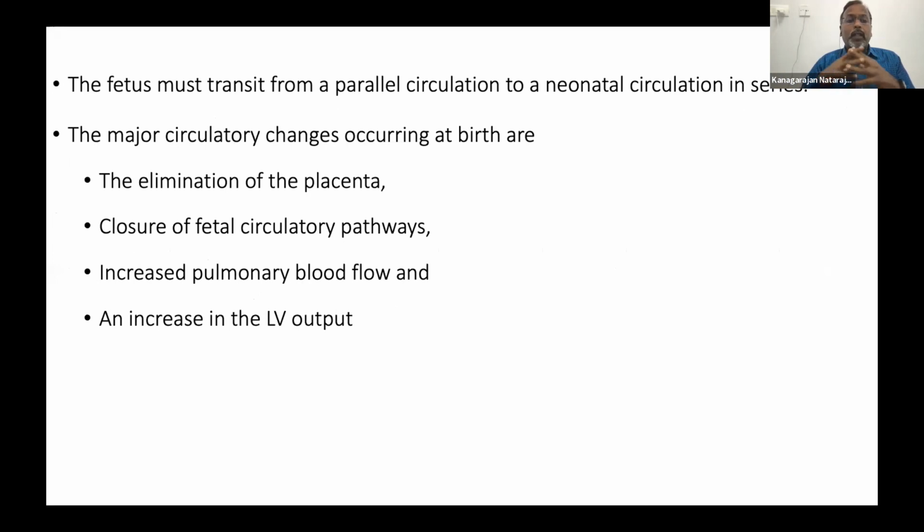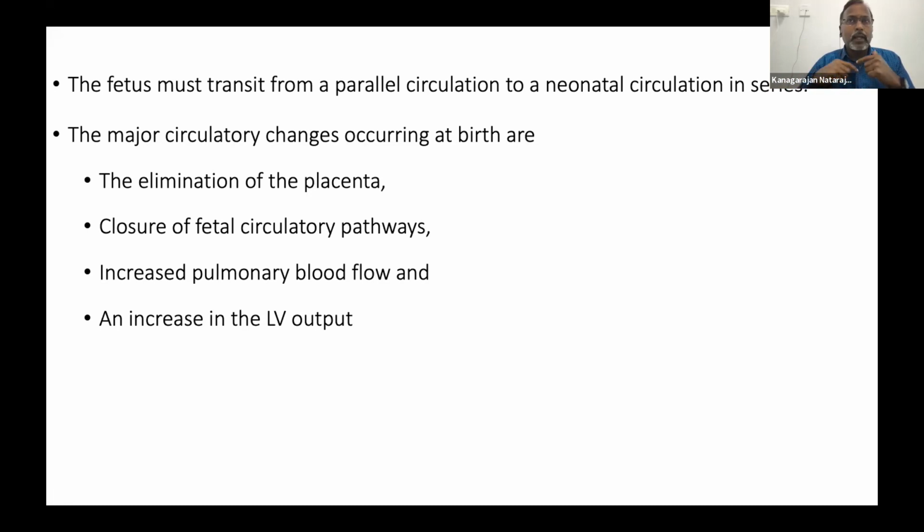So what's happening? What are the major circulatory changes? The first thing is the placenta is eliminated. So you are removing a low impedance, high blood flow system from the fetal circulation. Then the shunts have to be closed, so there is closure of the fetal circulatory pathways.